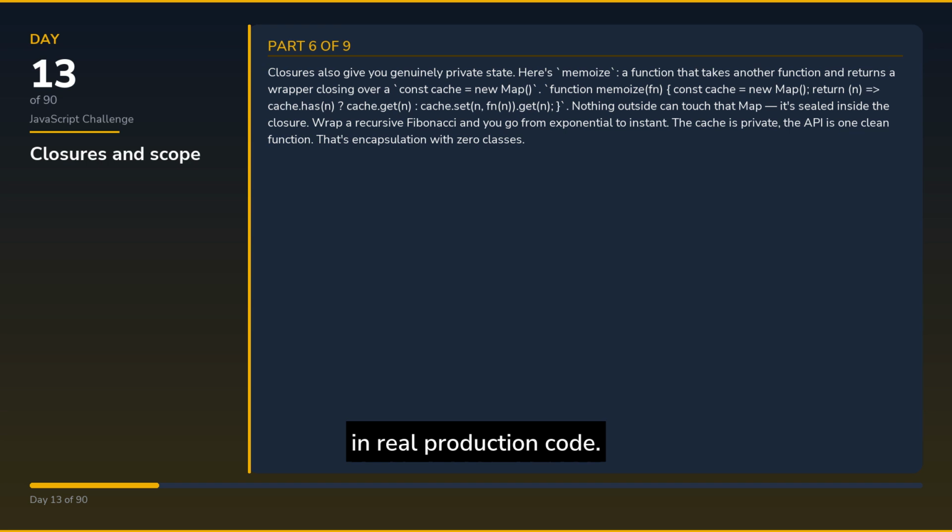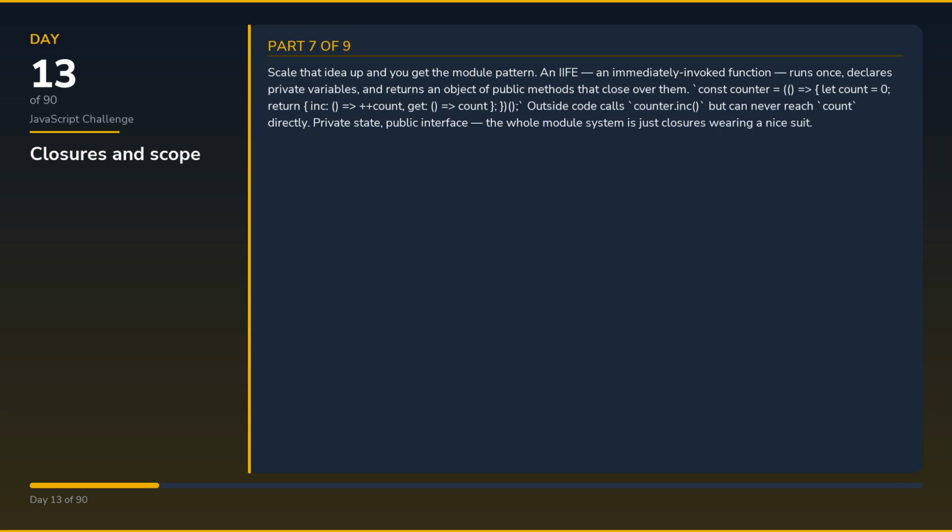Closures also give you genuinely private state. Here's memoize, a function that takes another function and returns a wrapper closing over a const cache = new Map. function memoize(fn) { const cache = new Map(); return n => cache.has(n) ? cache.get(n) : (cache.set(n, fn(n)), cache.get(n)) }. Nothing outside can touch the map, it's sealed inside the closure. Wrap a recursive Fibonacci and you go from exponential to instant. The cache is private, the API is one clean function. That's encapsulation with 0 classes.